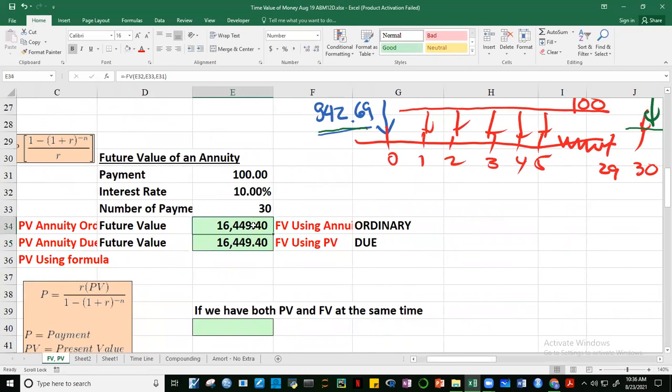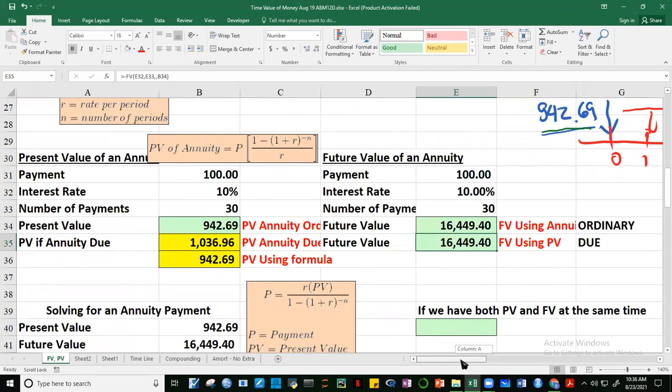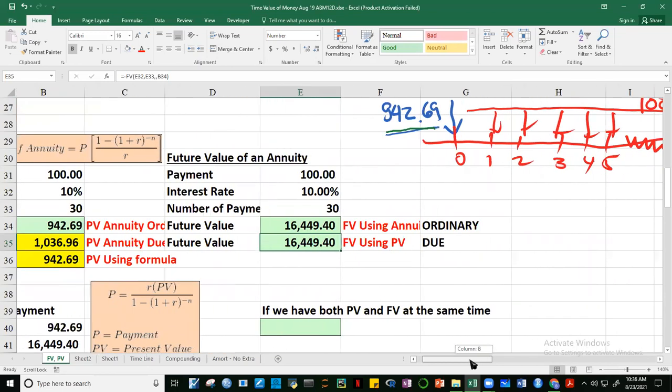Paano natin kinuha yung 16449 dito? Ginamit natin annuity. Paano natin kinuha yung 16449 dito? Ginamit natin present value. So they're all equivalent.